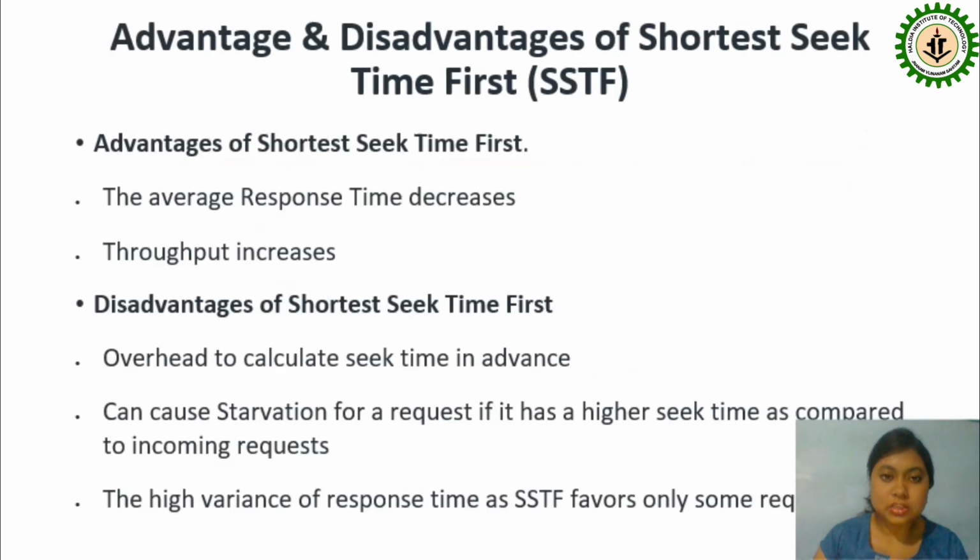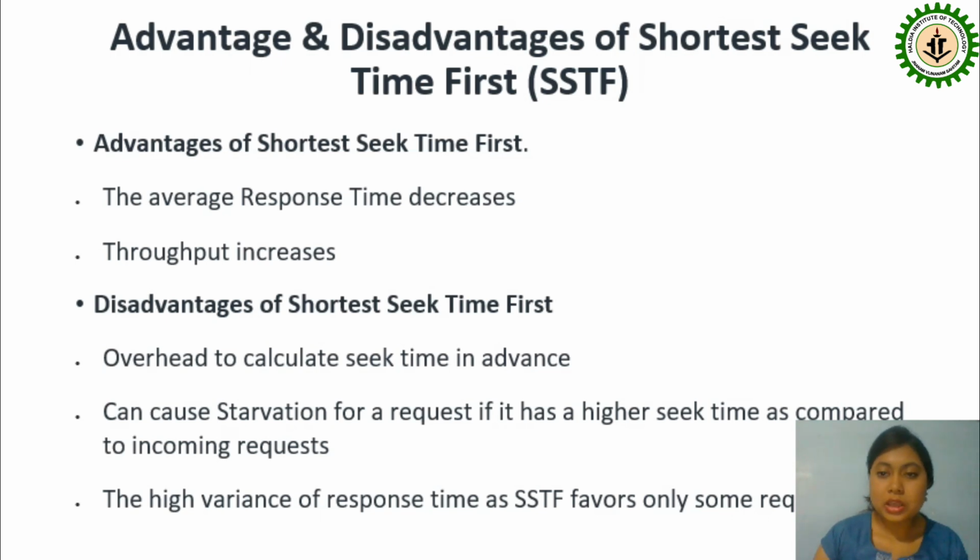Next algorithm is coming, but first let us talk about the advantage and disadvantage of SSTF. Throughput increases. The disadvantage is the overhead to calculate seek time in advance. We have to calculate the seek time in advance. It can cause starvation for a request if it has higher seek time as compared to an incoming request, and a high variance of response time, as SSTF favors only some requests that are nearest.